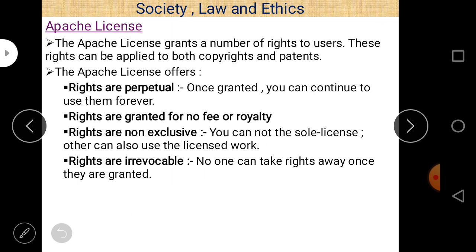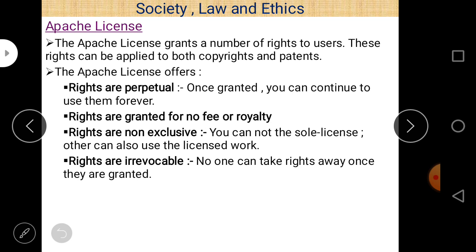Third is the Apache license. The Apache license grants a number of rights to users, and these rights can be applied to both copyright and patent. There are 5 rights regarding the Apache license, and on the screen only 4 are mentioned. First, rights are perpetual, meaning once granted you can continue to use them forever. Second, rights are worldwide, which is not written on the screen.